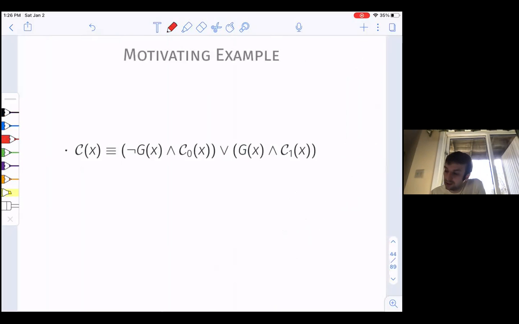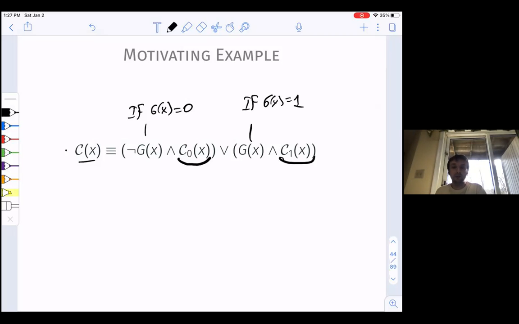Then I say whatever my original circuit computes can be written in the following way. If this gate G is 0, this is my way of saying if in circuits. If G is 0, then I just output what my C0 circuit outputs. Otherwise, if G is 1, then I output what circuit C1 outputs. And the size of both of the circuits, C0 and C1 as well, they're smaller than the size of the original circuit by at least 3 gates.